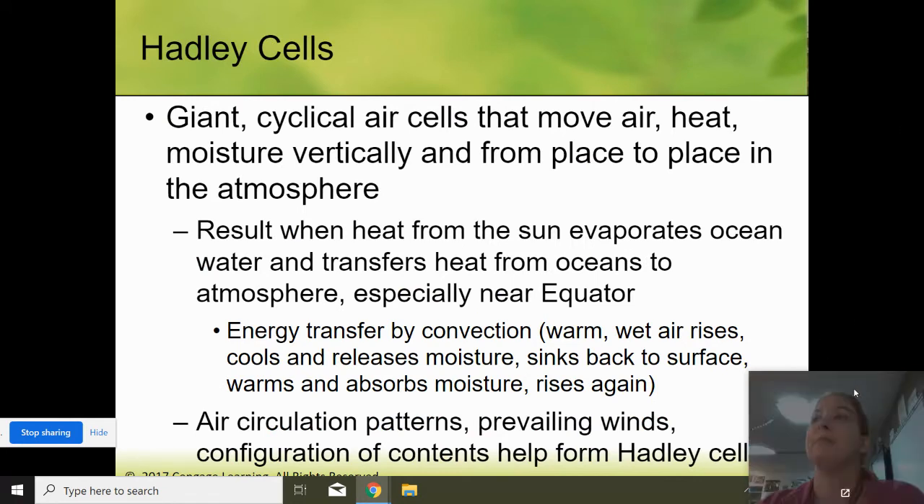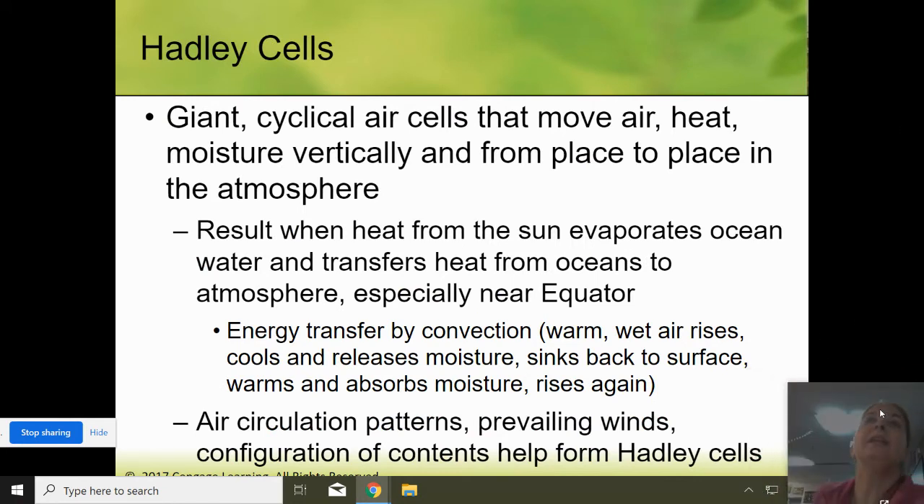Hadley cells. There we go. Hadley cells are giant cyclical air cells that move air, heat, and moisture vertically and from place to place in the atmosphere. This results when the heat from the sun evaporates ocean water, and then it's going to transfer that heat from the oceans to the atmosphere, especially near the equator where it's warmer because warm air rises.